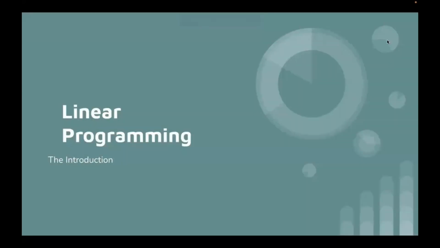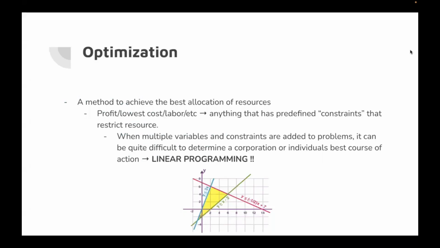Hi, I'm Pranav Lurie, and I'm going to be introducing linear programming. So the biggest thing in linear programming is really about optimization. This is a method to achieve the best allocation of resources, and these resources can be anything from profit, lowest cost, labor, etc. Basically, anything that has predefined constraints that can restrict resources is a good problem to use optimization to allocate resources in the best possible way.